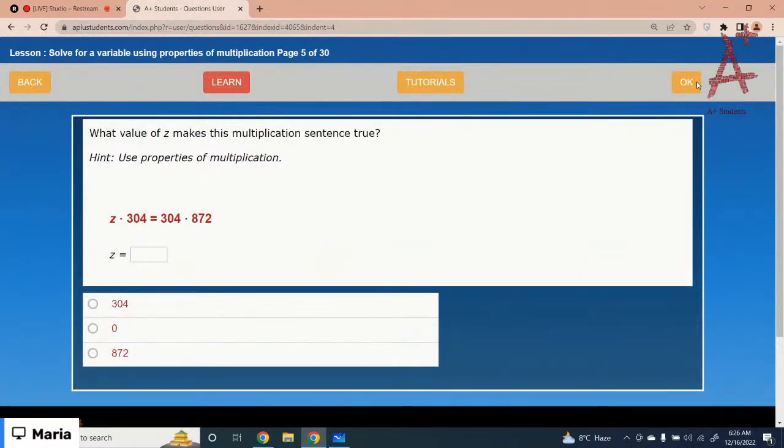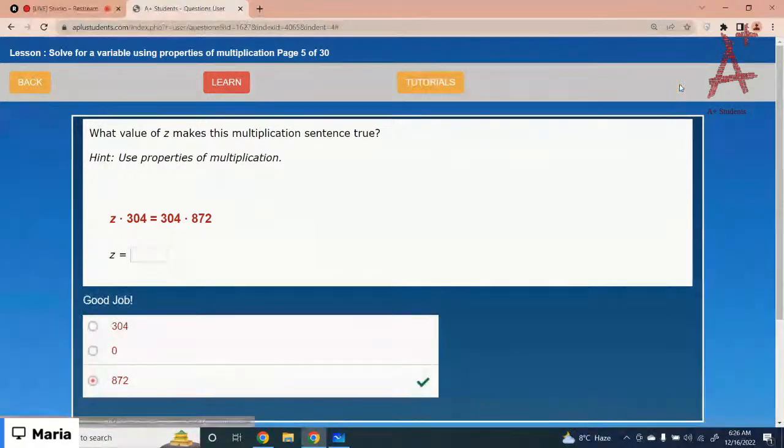Okay, what value of z makes the multiplication sentence true? That is the commutative property. So which number is missing? 872 is missing, because on both sides the numbers must be the same.